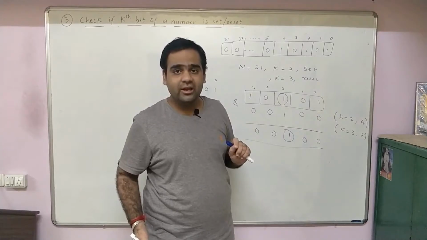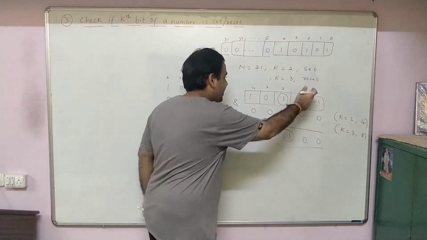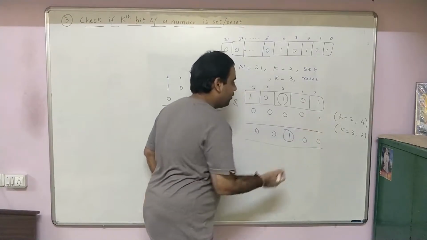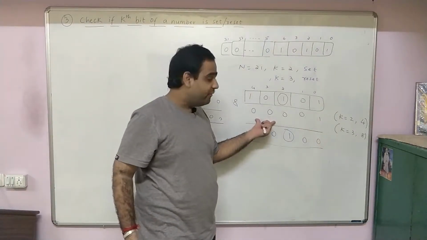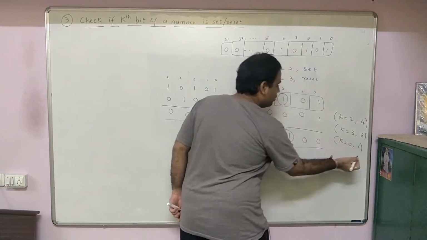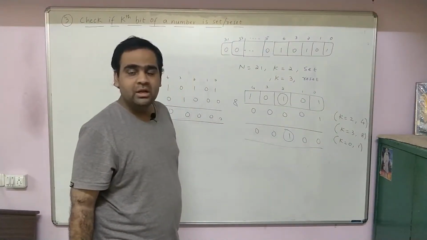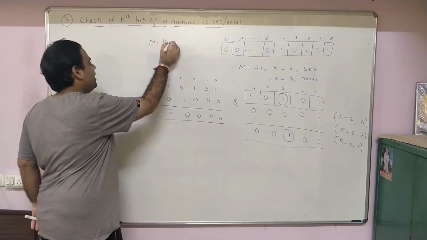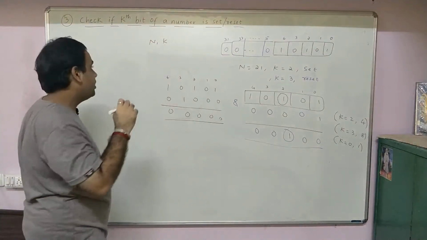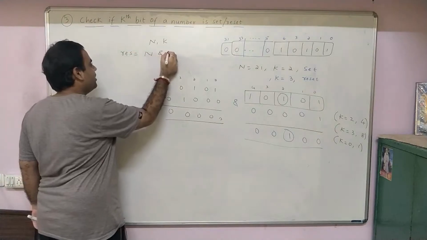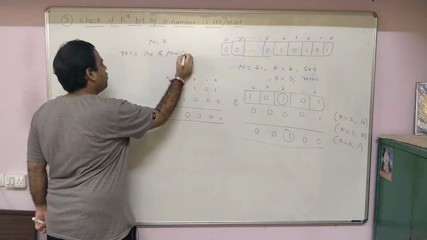And if you want to find whether the 0th bit is set or not, you would write 1 over here. And how would you get the second number? If the value of k is 0, you get 1, and 2 to the power 0 is equal to 1. It means given n and k, how do you find if it is set or reset? We say result is equal to n bitwise AND power of 2 comma k.